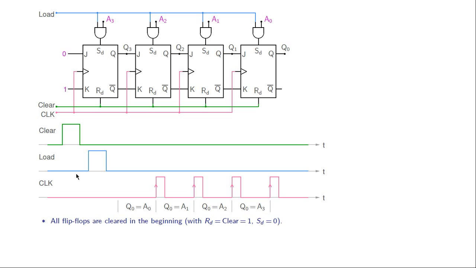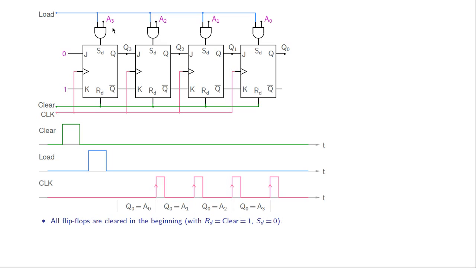After the clear pulse, the load pulse comes along, and let us look at the situation somewhere here. So the load signal is 1, clear is 0. So all the RD inputs are 0 now. This is 1, so the output of this gate, that is SD for this flip-flop, is equal to A3.